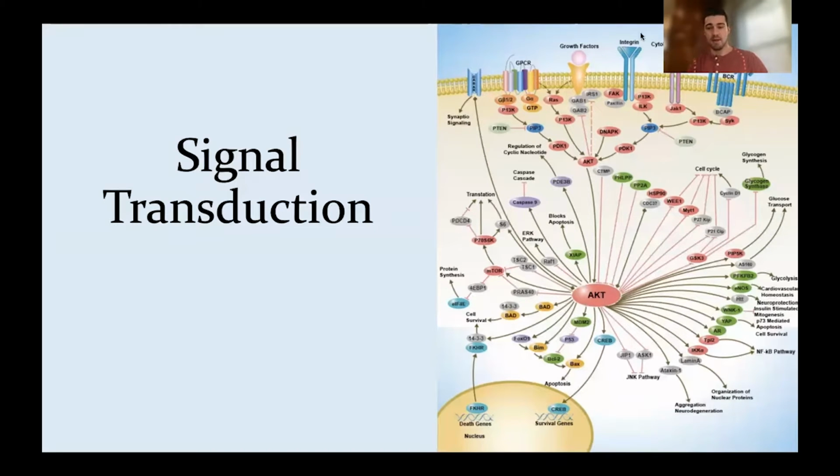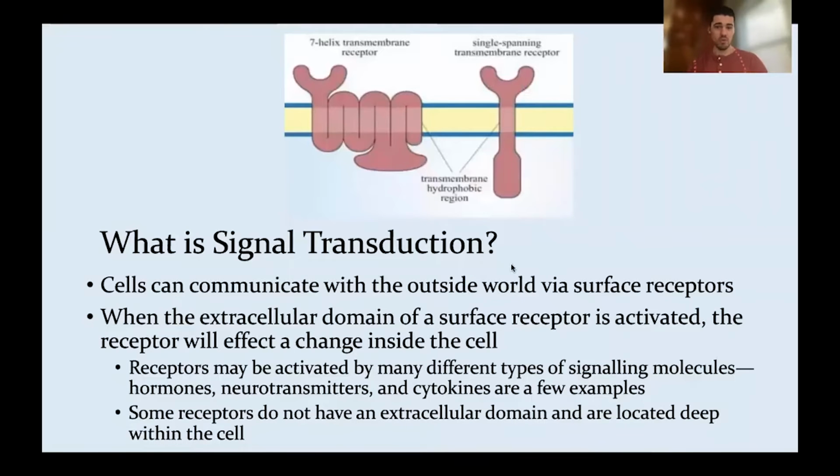Starting at the top, you have those surface receptors. So what is signal transduction? Cells can communicate with the outside world via surface receptors. When the extracellular domain of a surface receptor is activated, the receptor will effect a change inside the cell. If we look right up here, these are two proteins, most likely receptor proteins. You can see at the top that both of these proteins have two heads sticking out. That is the extracellular domain, because that is where the receptor is reaching outside of the cell to communicate with the extracellular environment.